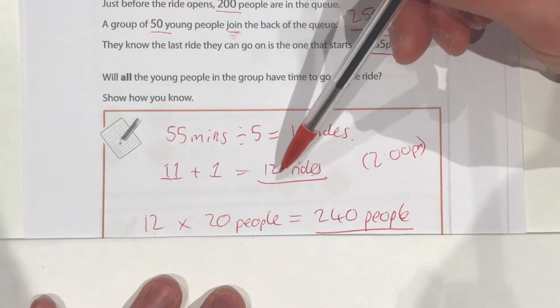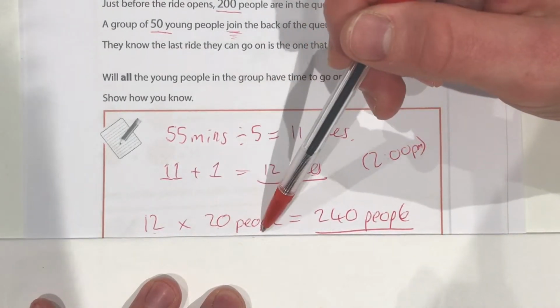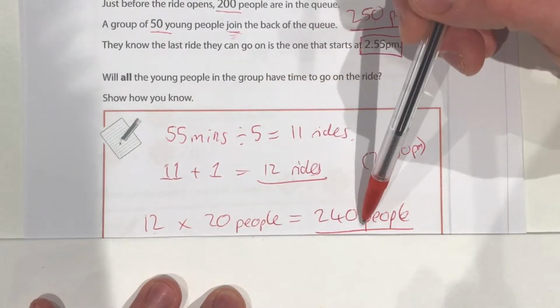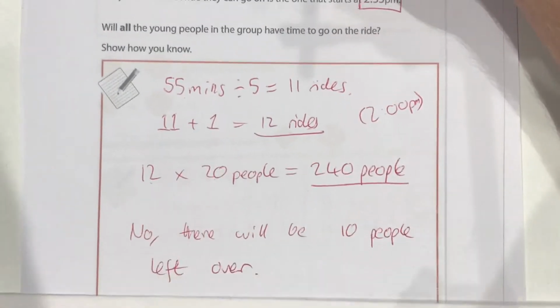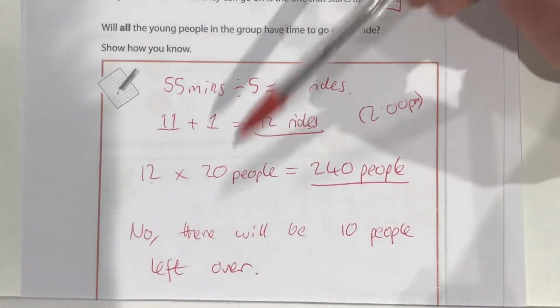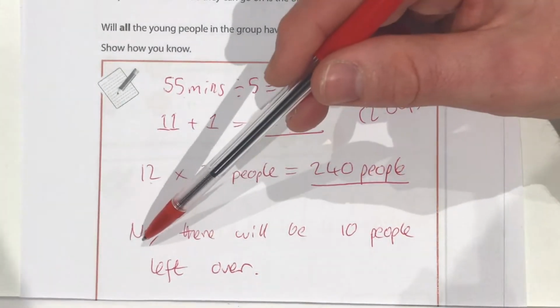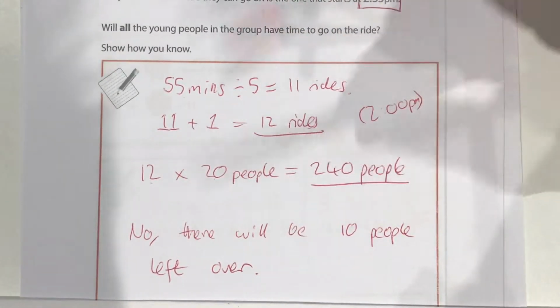What I do know then is if there's 12 rides, there would be 20 people on each ride. 12 times 20 is 240. Well, how many people do we have to try and get on the ride throughout the whole hour? 250. So unfortunately, no, there will be 10 people left over.